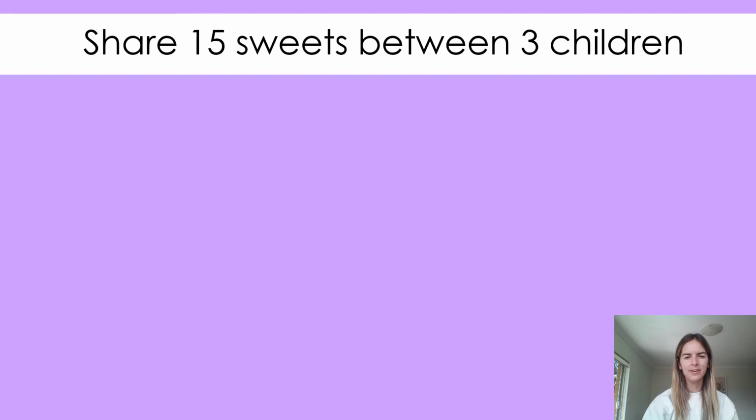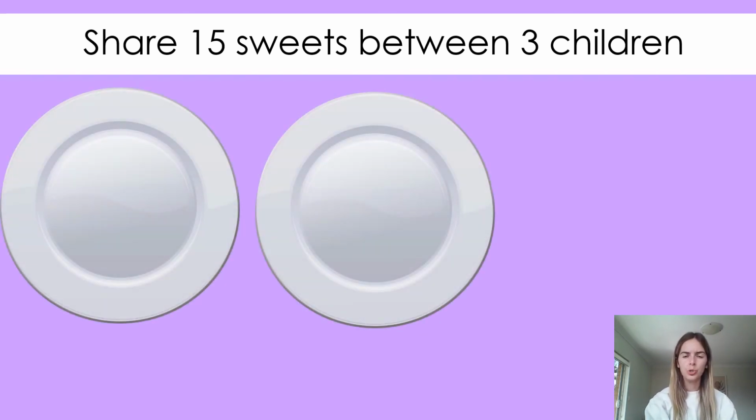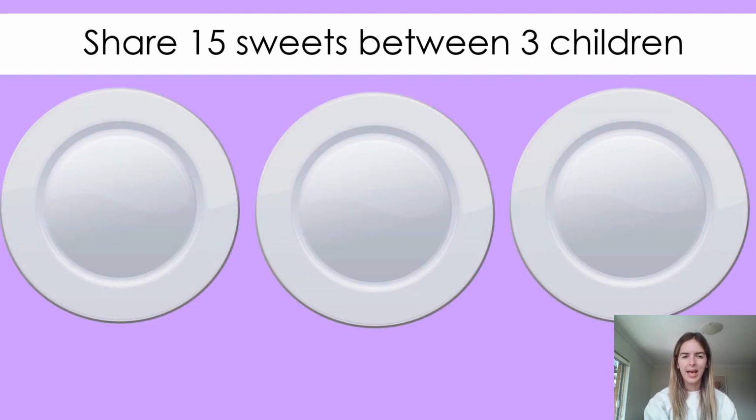Okay, so we are sharing 15 sweets between 3 children, and my step 1, the first thing that I need to do is draw my 3 plates, and that represents my 3 children. So 1, 2, 3. And how many sweets am I sharing? 15. Well done. So let's count them out one by one as we share them amongst the 3 plates.